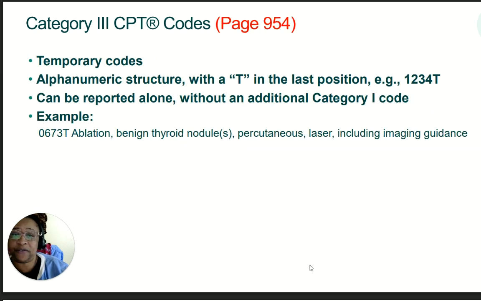On page 954, or close, there are temporary codes that are used as well. There are alphanumeric structures with the T in the last position, such as 1, 2, 3, 4, T, that can be reported alone without an additional Category 1 code. Example: 0673T is an ablation of benign thyroid nodule, percutaneous, laser, including imaging guidance. This is an example code that will not need a Category 1.